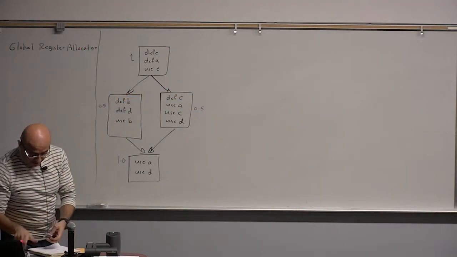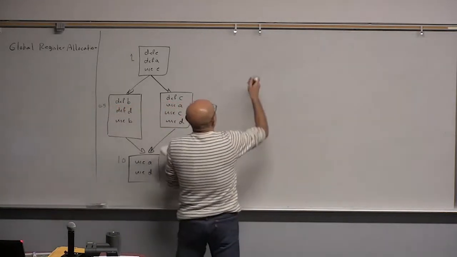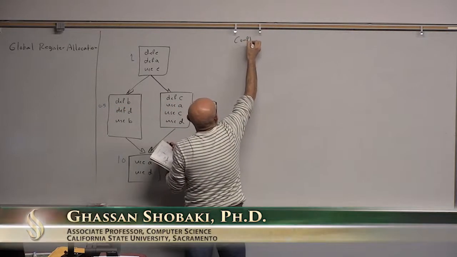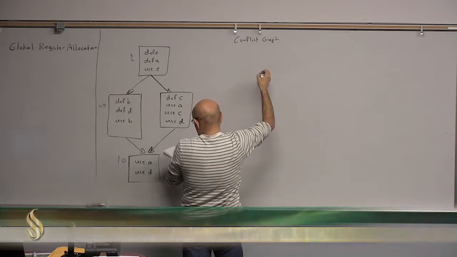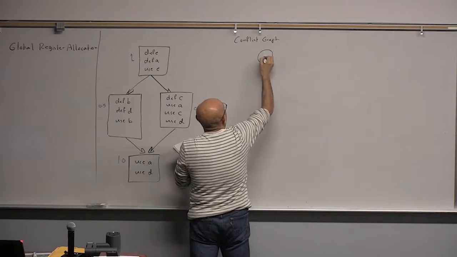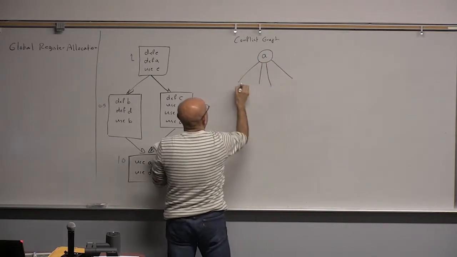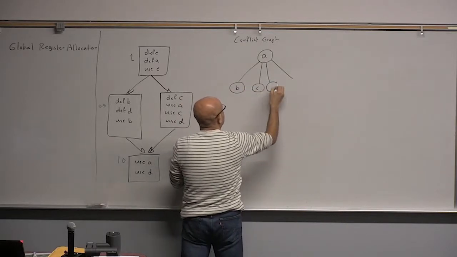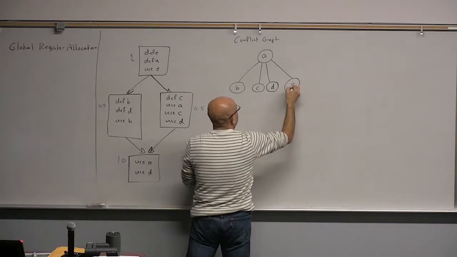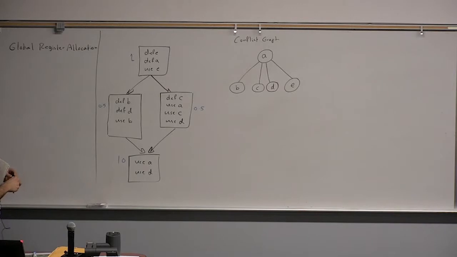And in fact, this was the dependence or conflict graph that we constructed last time. So the conflict graph is: A conflicts with all of them, B, C, D, and E. And what's the other conflict? B and D.